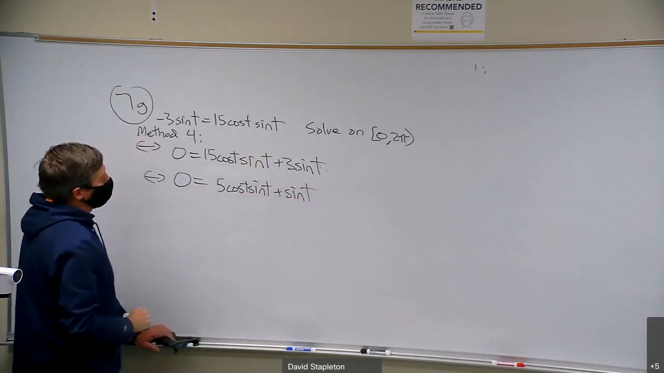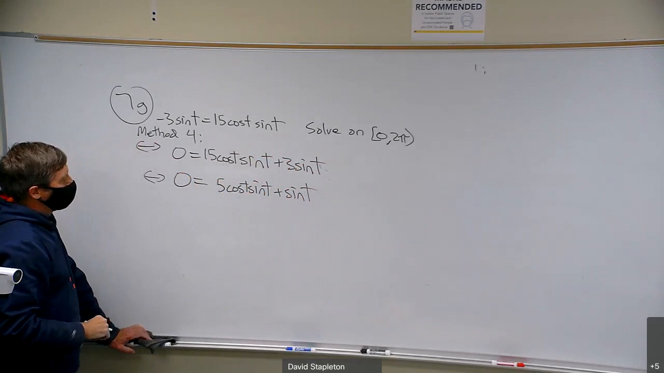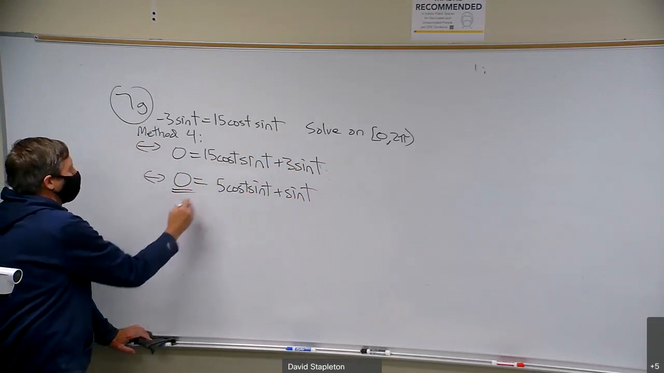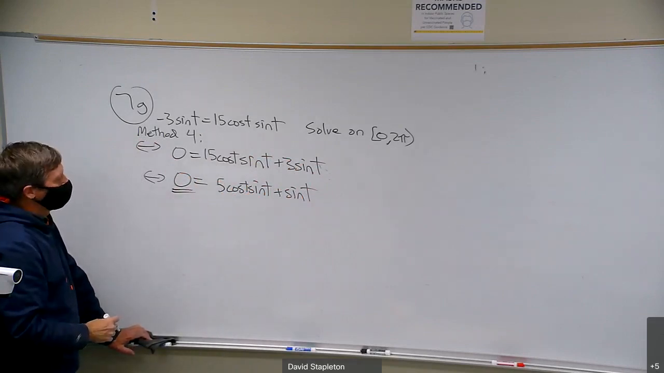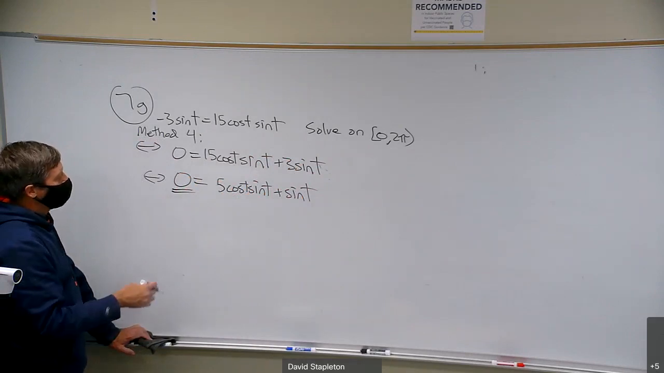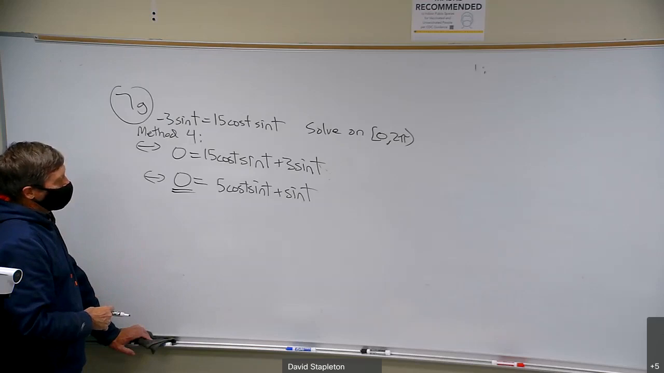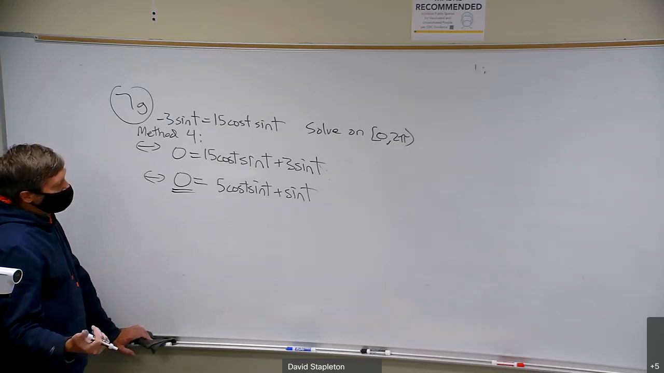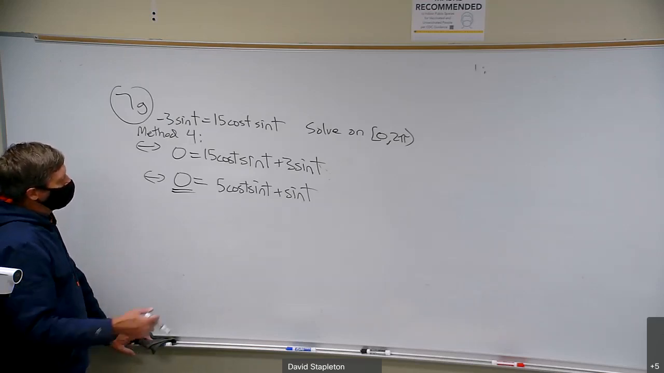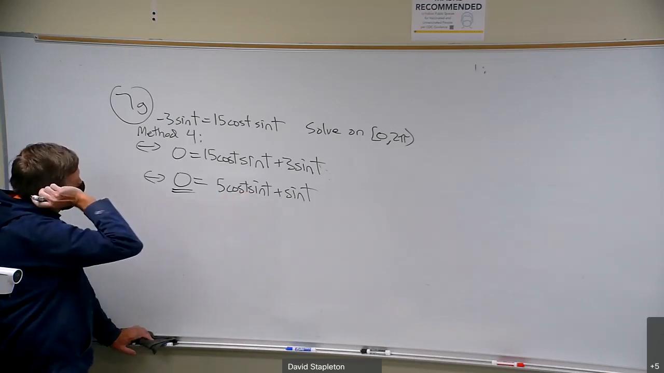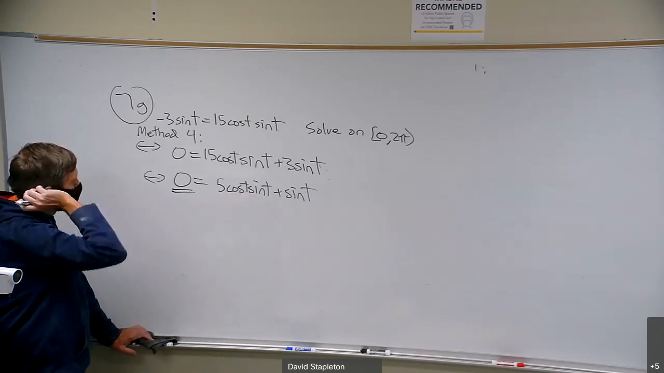So divide by 3, that's algebra. And now, how do I solve that one? Now that I have 0 on one side, it's more than one trig function, method 4. So I can either try and use a trig identity to reduce that. Well, I could write sine times cosine as 1/2 sine of 2x, but then I get 2 angles.